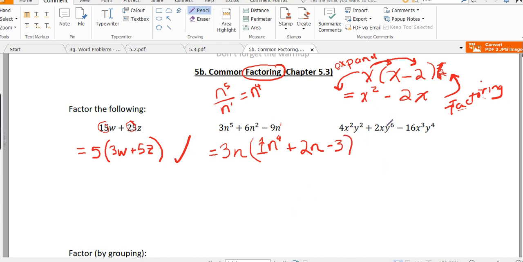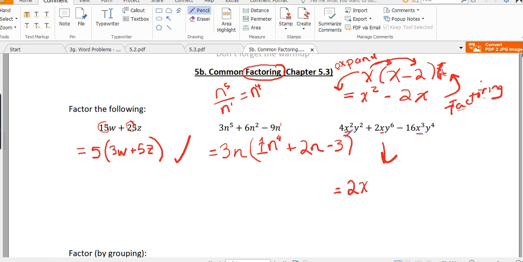Okay? Let's look at this last one. So sorry, I kind of overlapped it, but I'll just do it down here. 4, 2, and 16. What is the biggest number I can take out of all three of those? A 2. Okay. Now, let's look at the variable x. So I have two x's there, 1 there, and 3 there. What's the most amount of x's I can take out? A single x. Okay? Because there's 2 there, there's 1 there, and there's 3 there. So I can take 1 out of each.